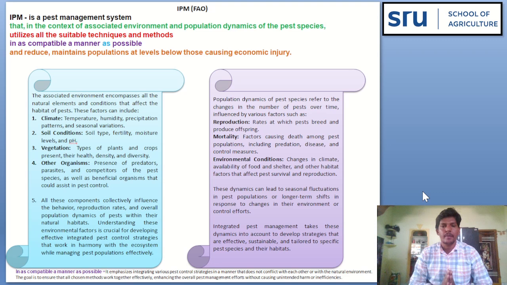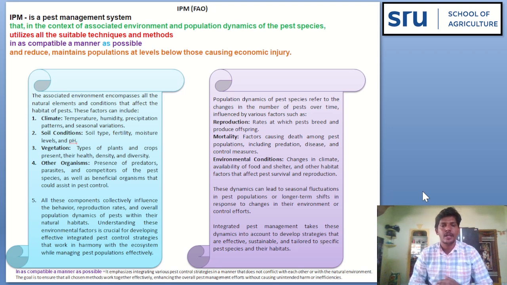Then what is IPM? Integrated Pest Management. In simple terms, IPM is the integration of different techniques for the management of pests. Integration of different techniques means we are integrating cultural methods, mechanical method, physical method, biological method, legislative method and chemical control for the management of the pest. That is, integration of the different techniques for the management of the pest is integrated pest management.